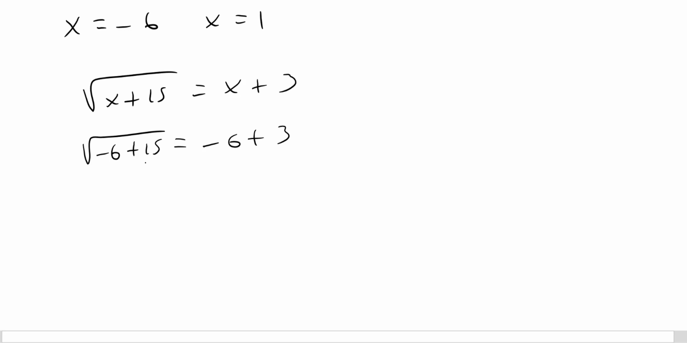So negative 6 plus 15 is 9, so square root of 9. And negative 6 plus 3 is negative 3. So square root of 9 is 3, which is not equal to negative 3. So this is not a solution. Negative 6 is out of there.